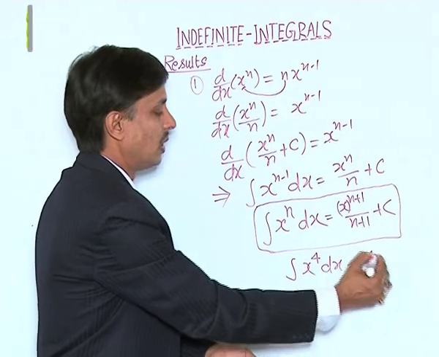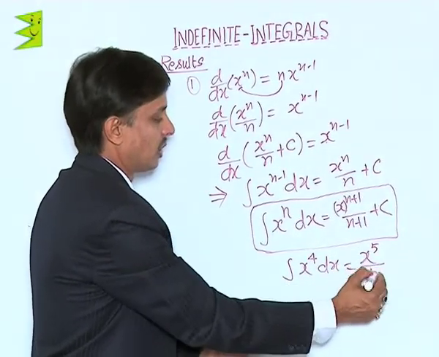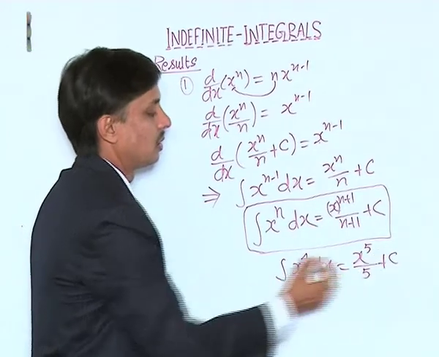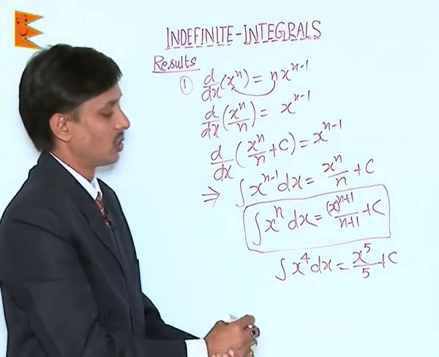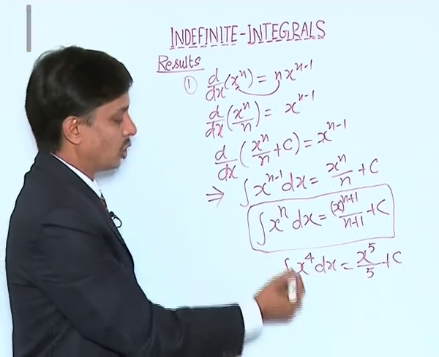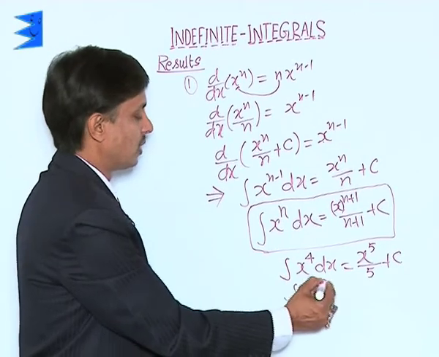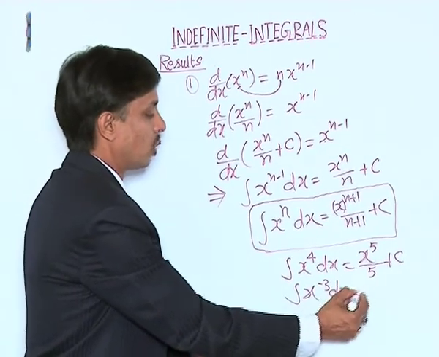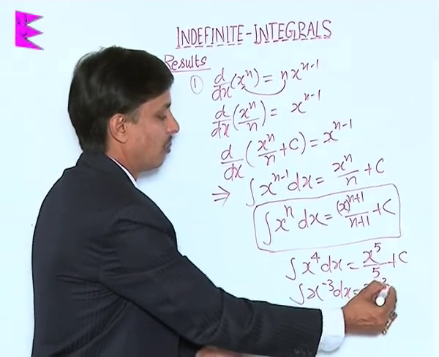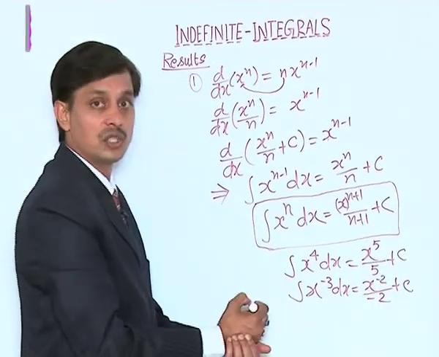So the answer will be x to the power n plus 1, that is 5, upon n plus 1, that is 5, plus some constant, any constant, maybe c, k, l, p, q, r. This is also applicable if the power is negative. Suppose the power is minus 3, dx. So it will be x to the power minus 2 upon minus 2 plus some constant c.